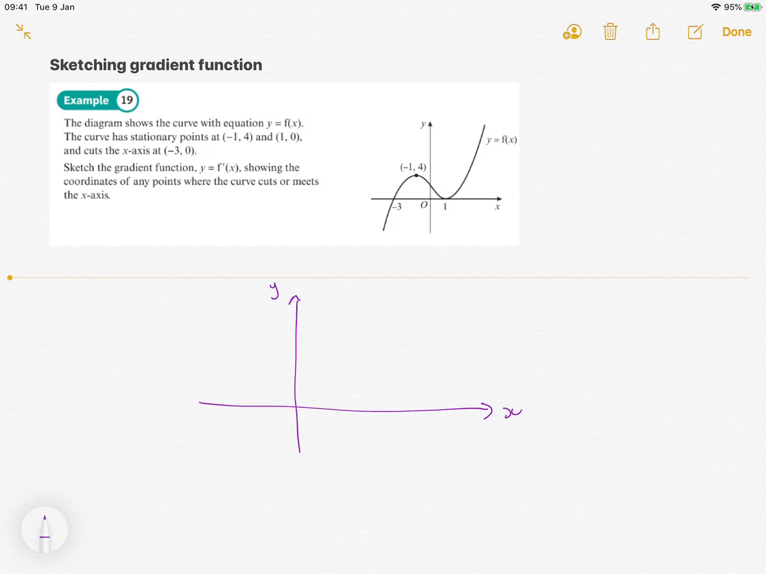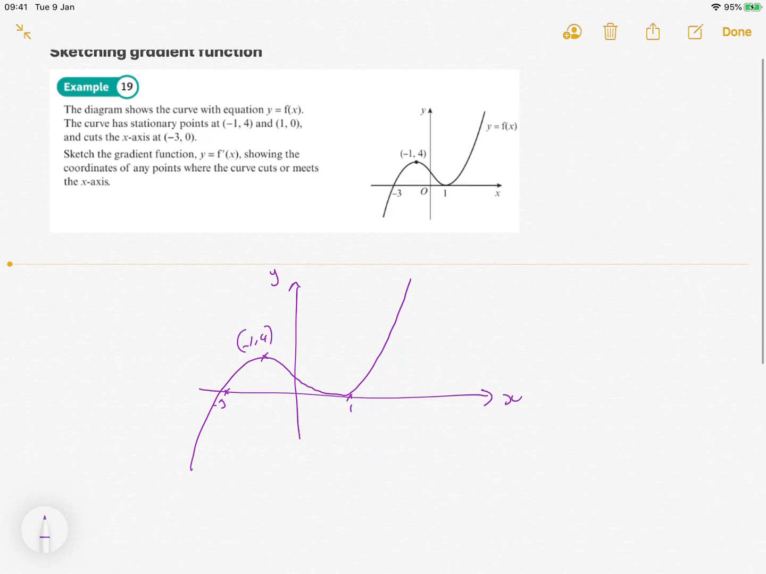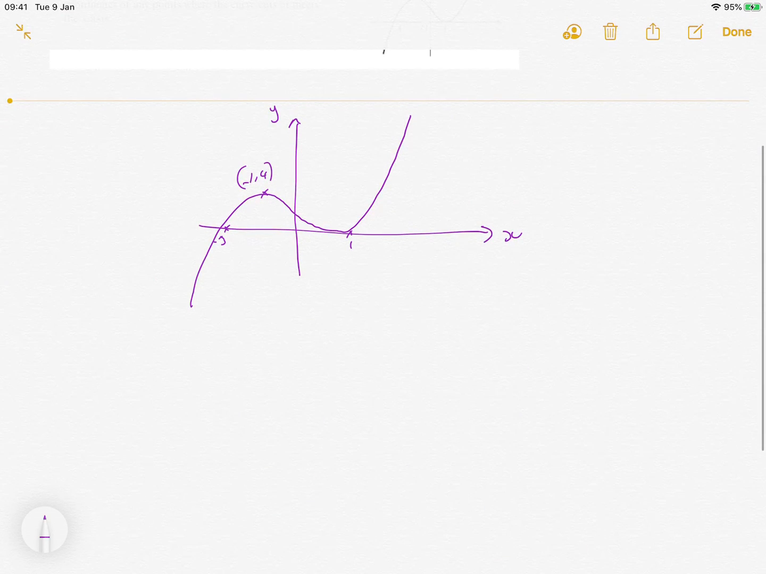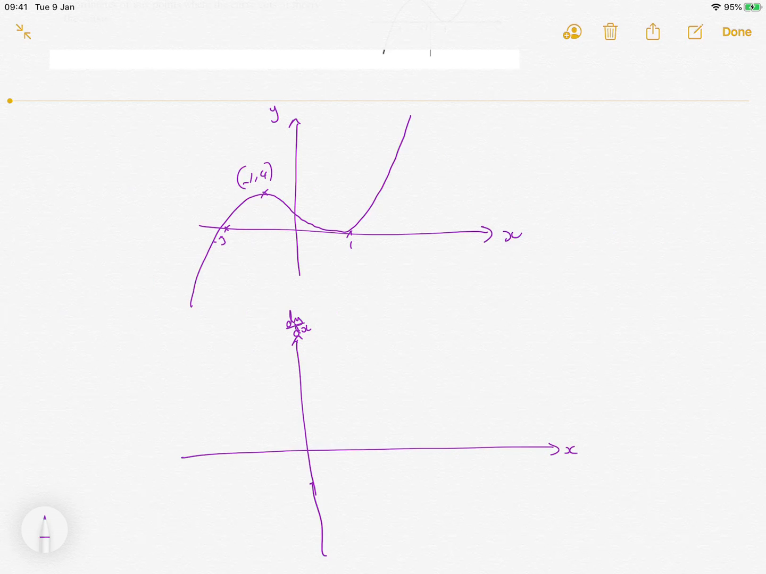So I've got it. So it's (-1, 4), (-3, 0), (1, 0), and then it goes like that. So what I quite like to do, a bit like in that first example I showed you, is plot dy/dx right underneath it, so you can sort of match key points up with bits of the graph.